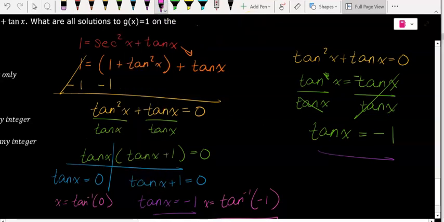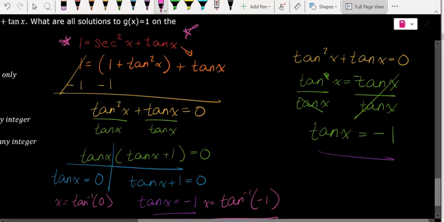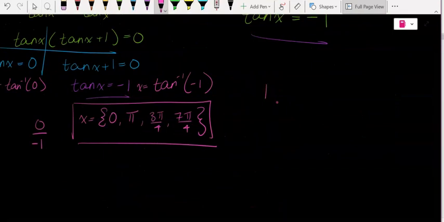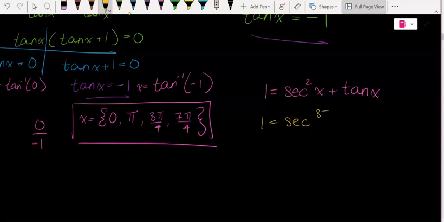So in this particular case, I'm going to take the equation that I was given here, this 1 equals secant squared plus tangent, and I'm going to plug it in. So I have 1 equals secant squared x plus tangent x, okay? And I'm going to go ahead and plug in this 3 pi over 4 for x. So I have secant 3 pi over 4, and this whole thing is squared, plus tangent 3 pi over 4.